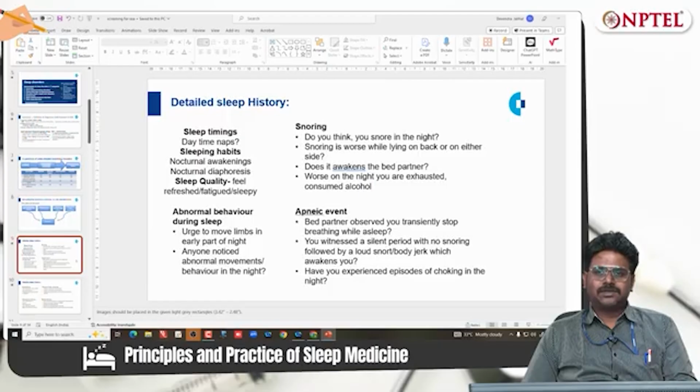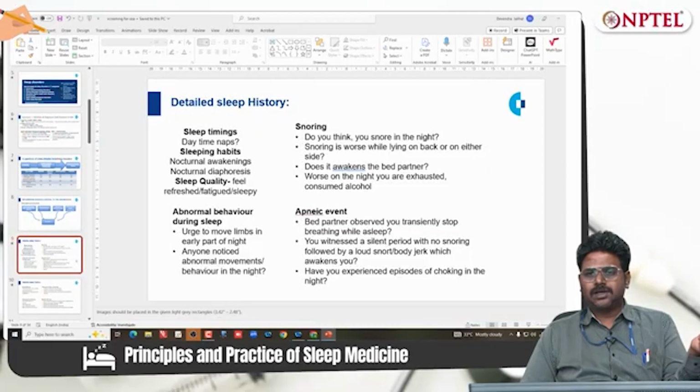Then abnormal behaviors during sleep include an urge to move limbs in the early part of the night. Has anyone noticed abnormal movements or behavior in the night? Then apneic events, usually witnessed by the bed partner: you transiently stop breathing while you sleep, or you witnessed a silent period with no snoring followed by a loud snort or a body jerk which awakens you. Then, have you experienced episodes of choking in the night?